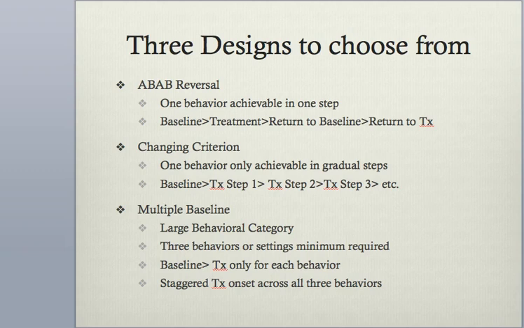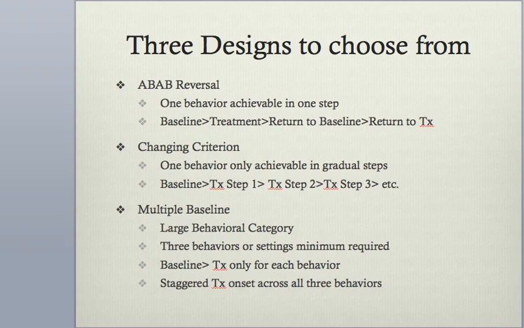Changing criterion design, one behavior only, but it has to be a behavior that needs to be changed in steps. So if you're really looking to study 2 hours a night, 7 days a week, that's probably too much to change in one step. So we might shift to 45 minutes a day, and then an hour a day, and then an hour and 15 a day, and an hour 30, and gradually build it up. So you'll go from baseline to treatment step 1, treatment step 2, treatment step 3, etc., etc.